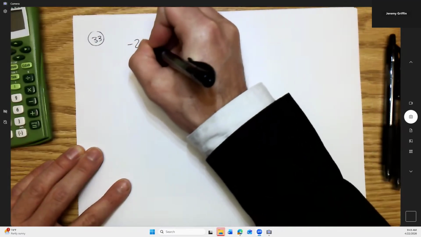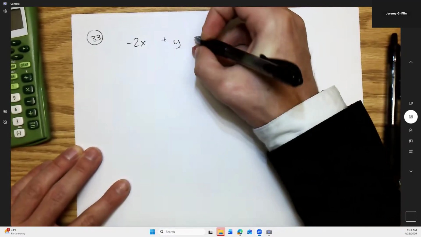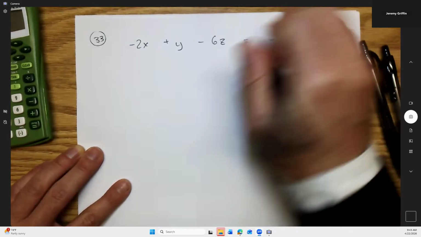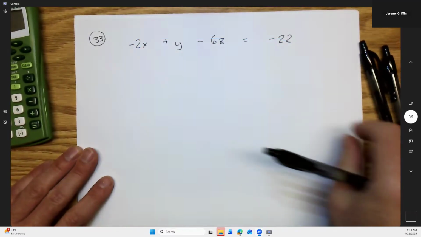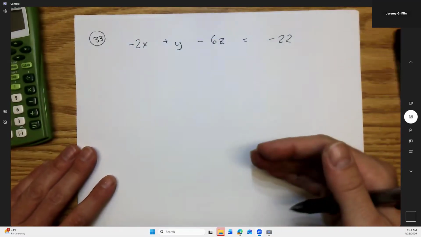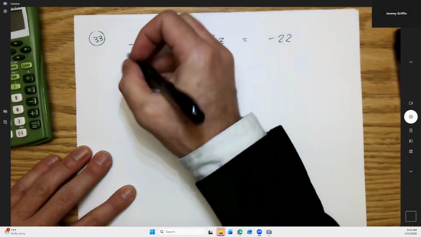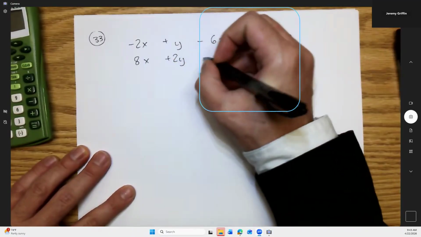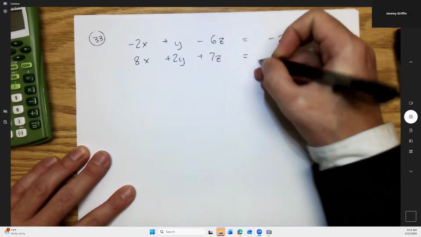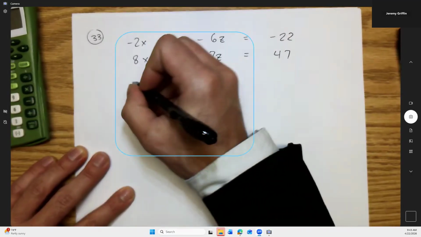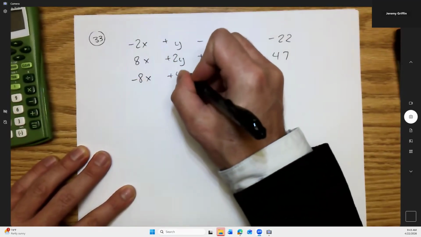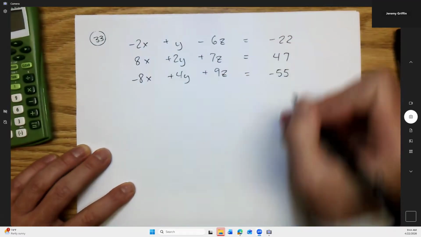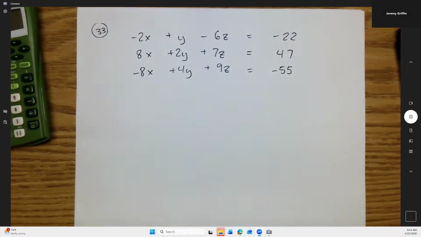It says this: negative 2x plus y minus 6z equals negative 22. Okay guys, everybody's taking notes. Do you see three different variables here, x, y, and z? So I need three independent equations to be able to solve for x, y, and z. I have two more equations: 8x plus 2y plus 7z is equal to 47, and negative 8x plus 4y plus 9z is equal to negative 55. Alright, so we'll start with that.